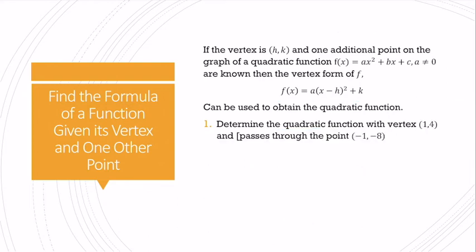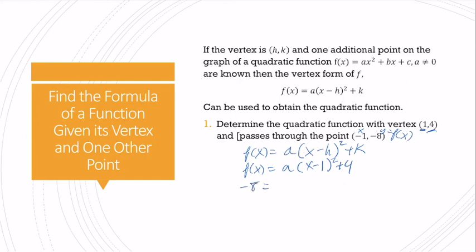So I have f of x equals a times x minus h squared plus k. I have f of x equals a times x minus h, which is the first term of my vertex, squared plus k. And I have an x of negative 1 and a y, or f of x value of negative 8. Negative 8 equals a times negative 1 minus 1 squared plus 4. Negative 8 equals negative 1 minus 1 is negative 2, negative 2 squared is 4. So I have 4a plus 4.